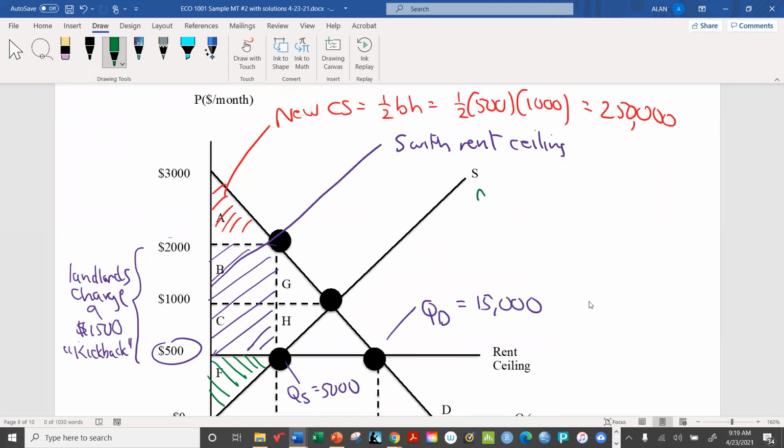The new producer surplus. So the rectangle B has a base of 500 and a height of 1,000. So does C. Well, actually, no, C only goes up to 500. And then you've got the triangle.